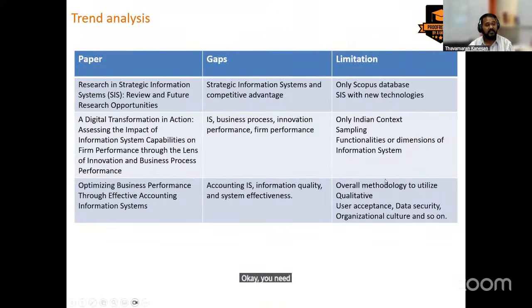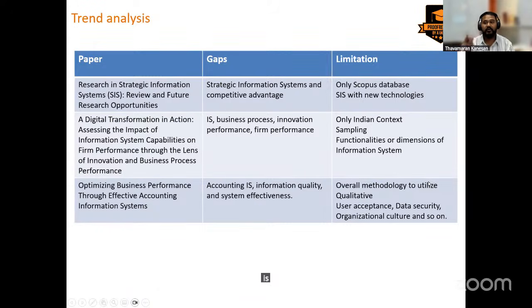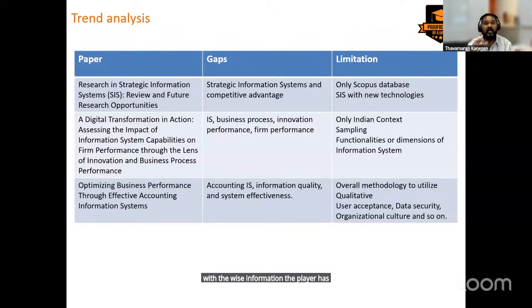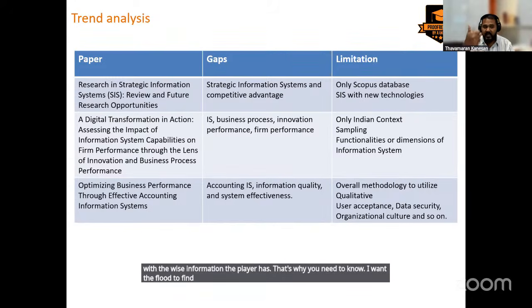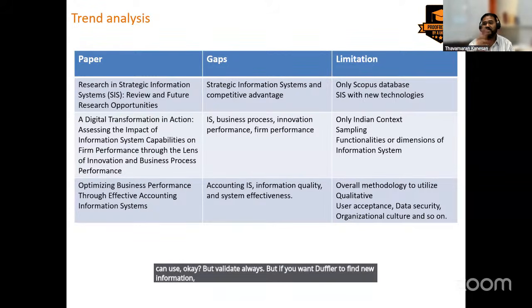From here, you need to add on more papers, and from there, think and come up with your own idea, because what you are thinking is the novel one. What AI is thinking is not novel. The flow is only mix-and-matching the vast information it has. That's why you need to know. I want the flow to find me non-novel, non-new information I can use, but validate always. If you want the flow to find new information, please don't.